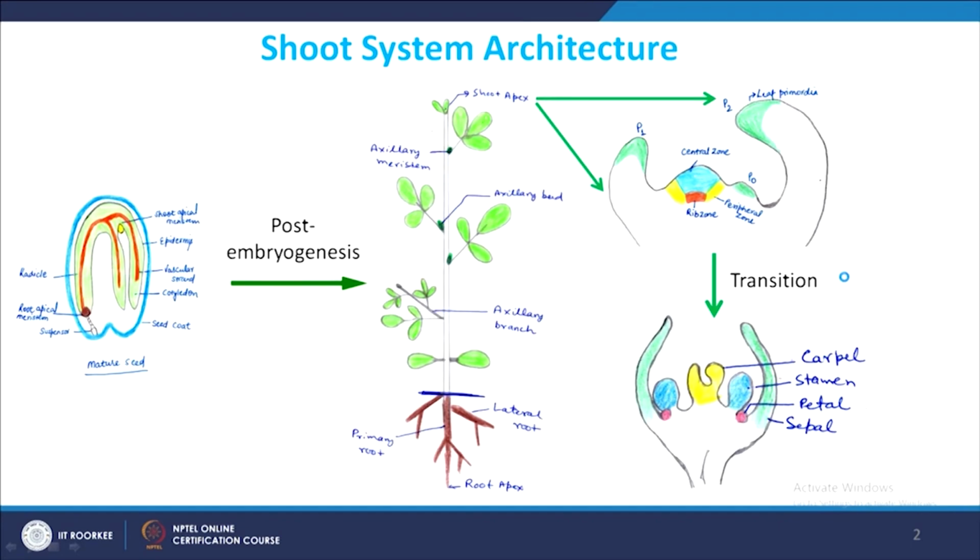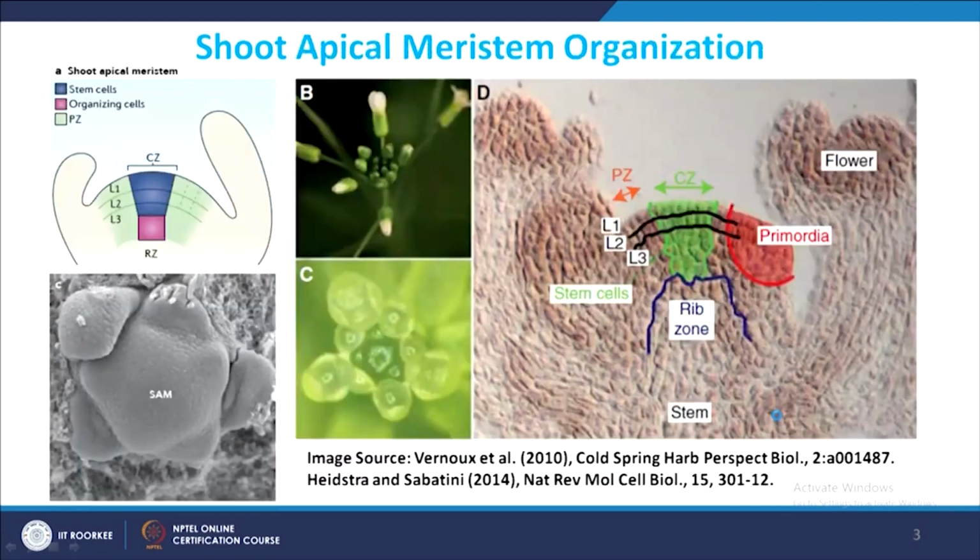organogenesis. If you recall, this is a typical shoot system in a plant, and in the shoot system we basically have a few organs. During the vegetative phase we have leaves and axillary branches, and at the apex we have the shoot apical meristem. But when the transition occurs from the vegetative phase to the reproductive phase, this shoot apical meristem gets converted into an inflorescence meristem, and then the inflorescence meristem makes the flower. So, these are the typical parts of the shoot system.